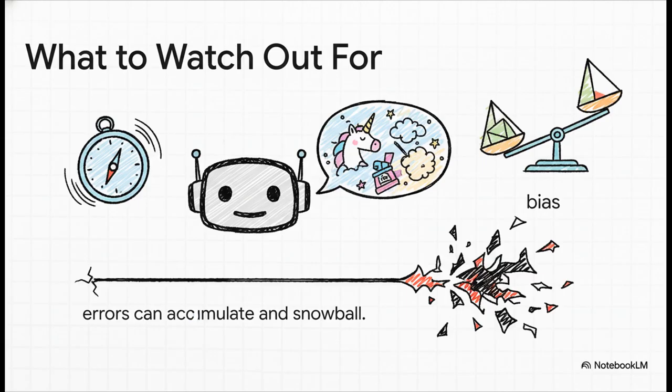And since it learned from the internet, it's going to soak up and spit back out all the biases and misinformation that's out there. And one last thing, since each word it guesses becomes the input for the next word it guesses, one little mistake can cause a whole chain reaction of errors.